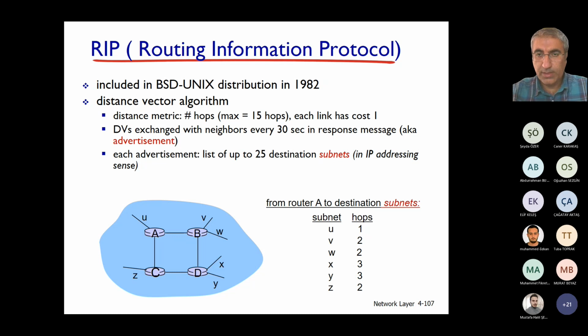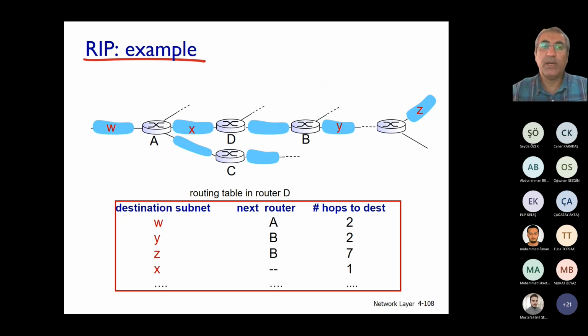And this is a typical advertisement from router A to destination subnets. It shows the number of hops: 1 hop to subnet U, subnet V is 2 hops, subnet W is 2 hops, and so on. Let's give an example for the RIP. We have the routers A, B, C, D, and we have the subnets X, W, Y, Z. So this is the routing table in router D.